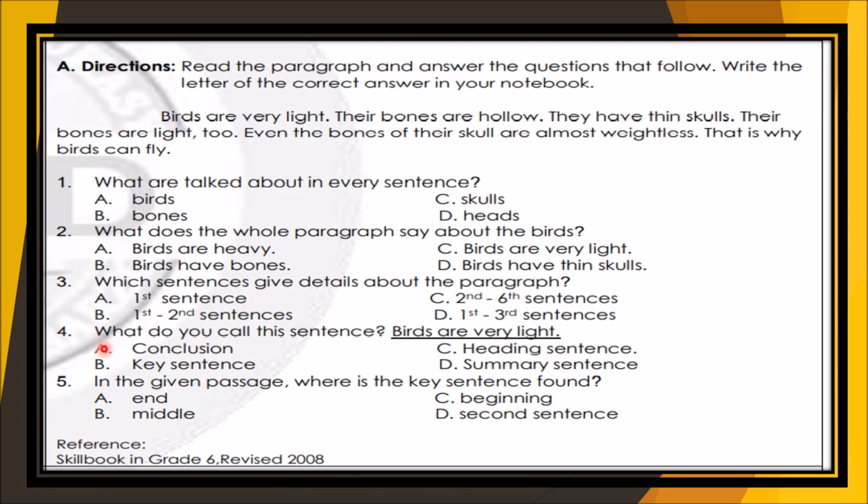And number 4, what do you call the sentence, birds are very light? If your answer here is letter B, key sentence, okay, you're right. And the last one, in the given passage, where is the key sentence found? So, if your answer is letter C, at the beginning, precisely, you're correct. So, congratulations if you got the perfect score here. Well done.